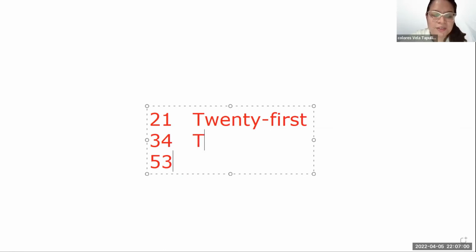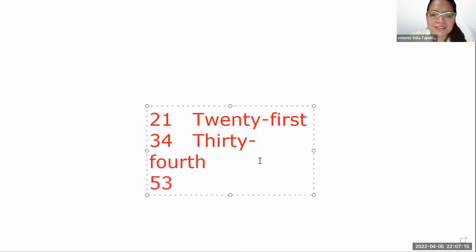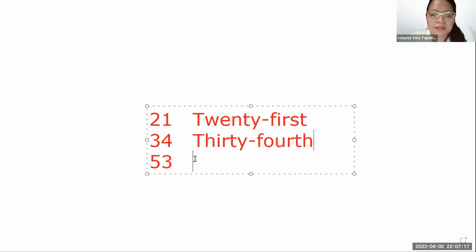Very good. 30, the first number in cardinal form, and the second in ordinal. So 34. Very good. And talking about the third, how would it be? Yes, 50 in cardinal, and the second one in ordinal. Third.